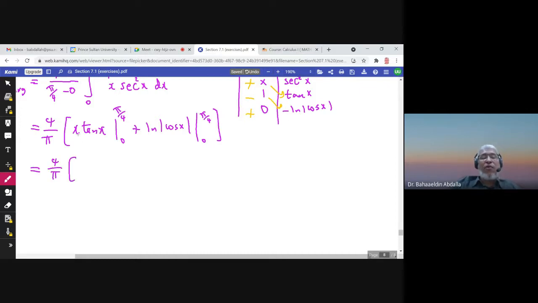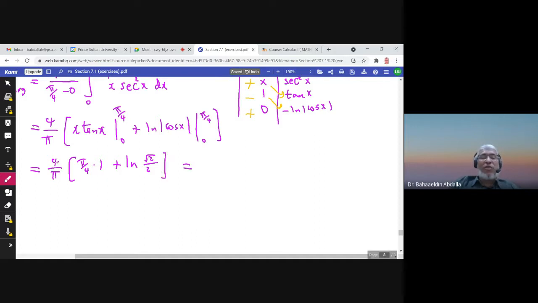Now pi over 4, tan pi over 4 is just 1, minus 0, so this would be cancelled, plus. Now cosine pi over 4 is square root of 2 over 2. So I have ln square root of 2 over 2. Can use the calculator for that. And minus cosine 0 is 1 and ln 1 is 0. So this would be also cancelled.